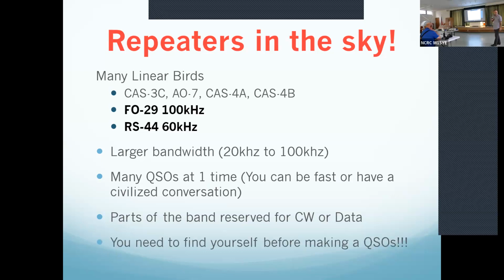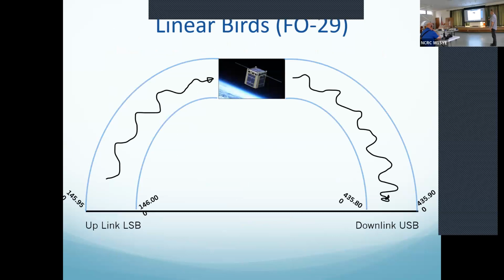Okay, next one. All right, so this is just a nice little example of how the linear birds work. They're all sideband, so they'll go up on lower sideband, or they could be vice versa. This example is like that. So here's our bandwidth, and then we've got all these conversations going up, and then it gets flipped around and comes back on the other side. And so that's basically how it works.